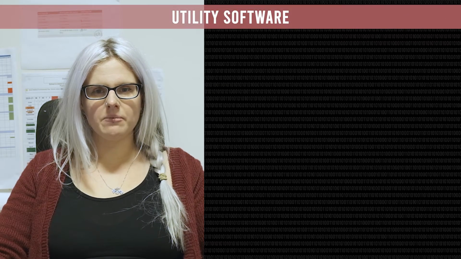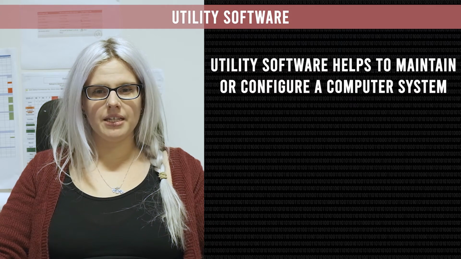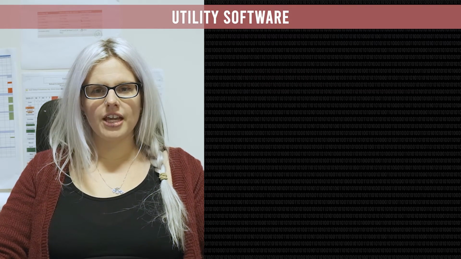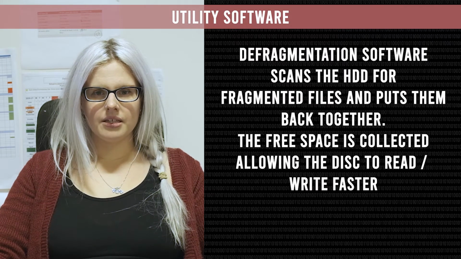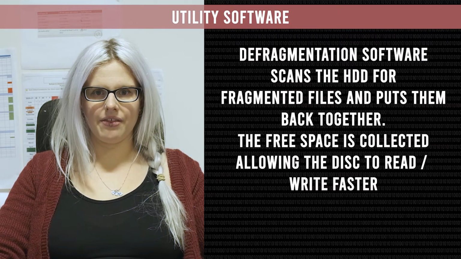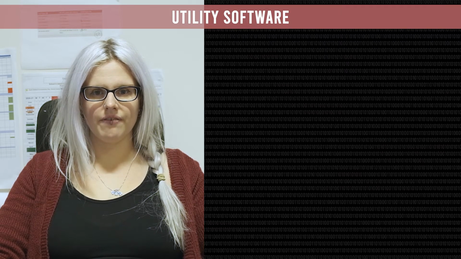Utility software helps to maintain or configure a computer system. Computers need to be maintained so that they work properly, and they need to be configured so that they can perform the tasks correctly. Defragmentation software scans magnetic hard drives for fragmented files and puts them back together. The free space is collected, allowing the disk to read-write faster.